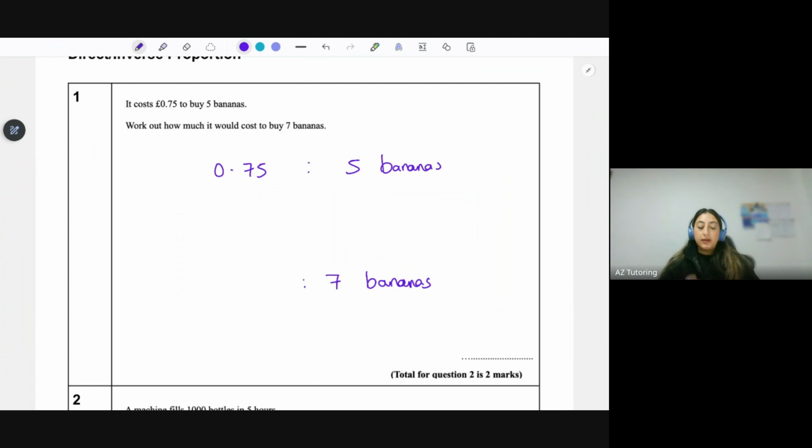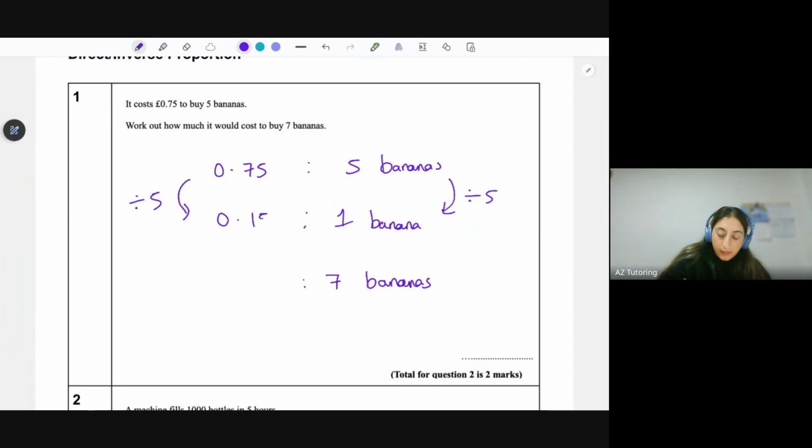So again, these sort of questions might come up in your calculator and your non-calculator. So the easiest way to do it is, I can't go from 5 to 7 straight away. I'm going to go from 5 to 1. I'm going to work out the cost of 1 banana, then time that to find out the cost of 7 bananas. And this is direct proportion. So 5 bananas to 1, so 5 to 1, I'm going to divide by 5. So I'm going to divide the other side by 5. So 0.75 divided by 5 is just 0.15.